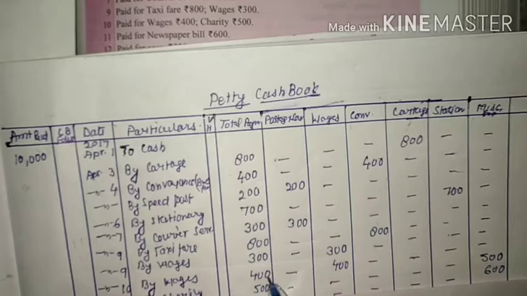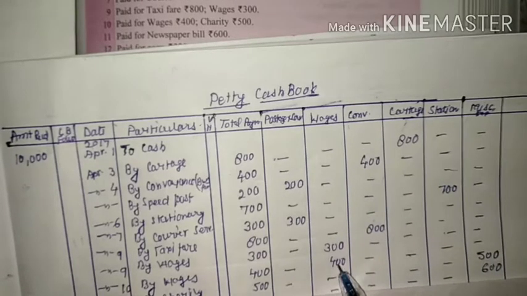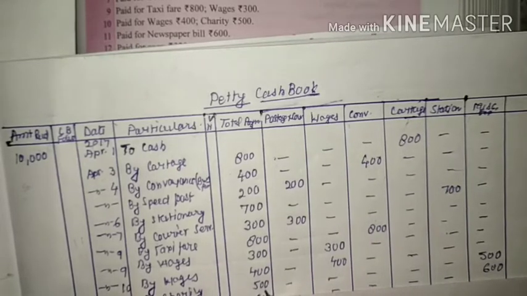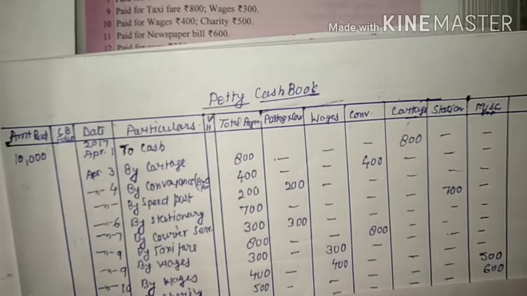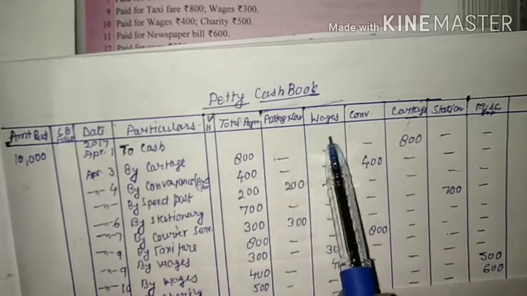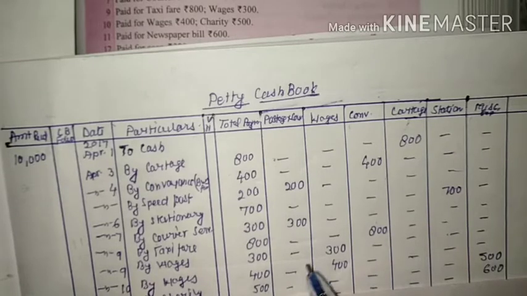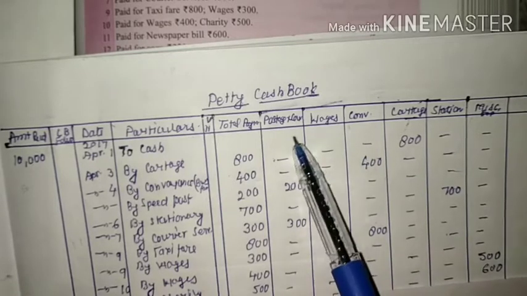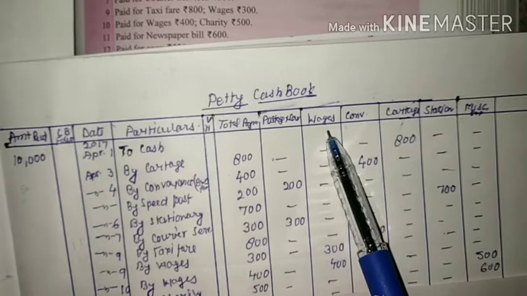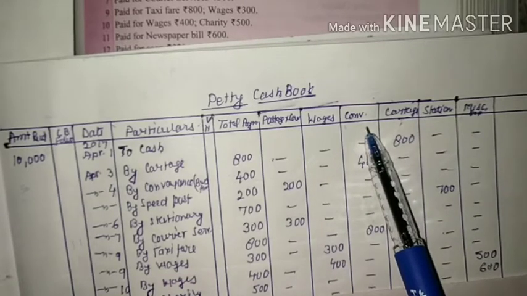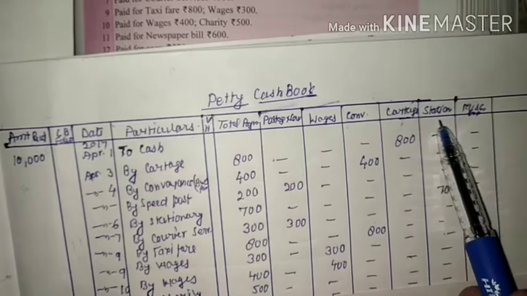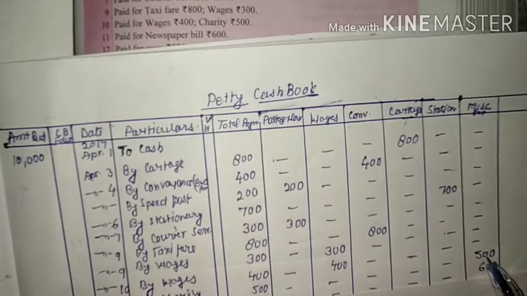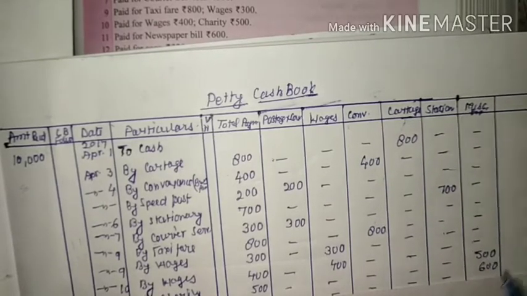Now this 400 wages will be shown in the wages column, that is here, and then this 500 will be shown. For this 500 charity, there is no separate column related to that. Charity cannot be shown in postage and courier. It is not wages. It cannot be shown in conveyance, cartage. It is not stationery. So charity will be shown in this miscellaneous column. So this charity of 500 rupees is shown here in the miscellaneous column.